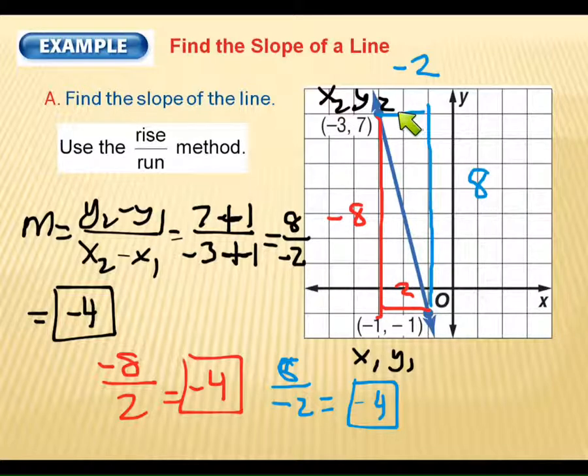I also could have picked this point and this point. I would have went down 4 and to the right 1. Negative 4 over 1 is negative 4. You should get the same slope either way. Okay. So there's 3 ways we can find slope given a line.